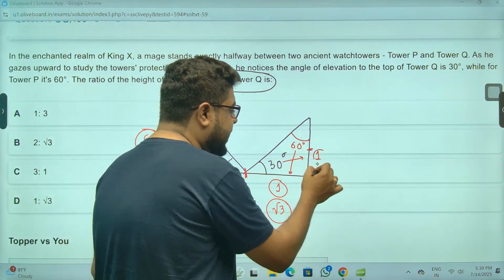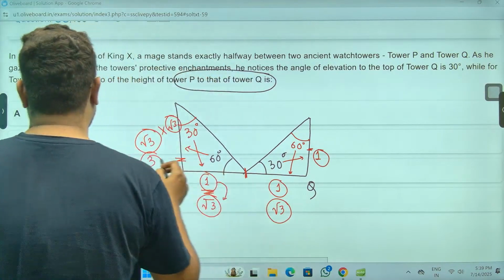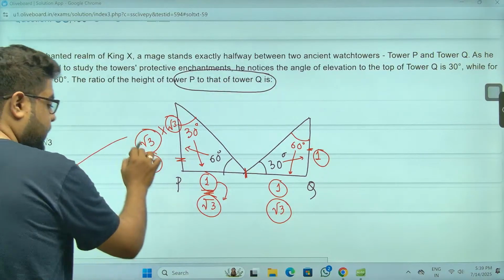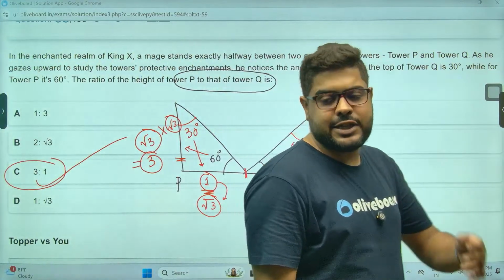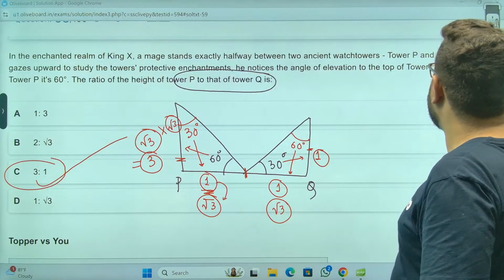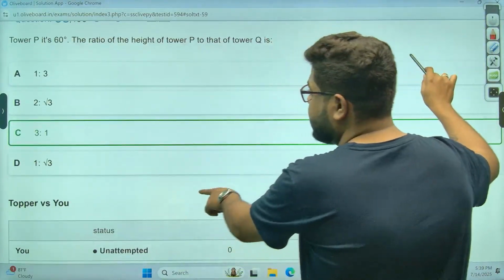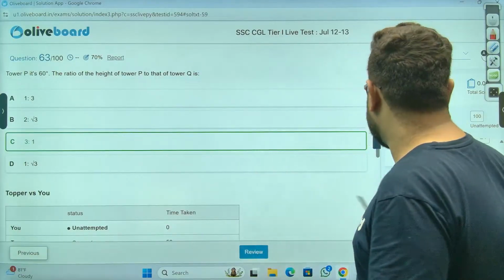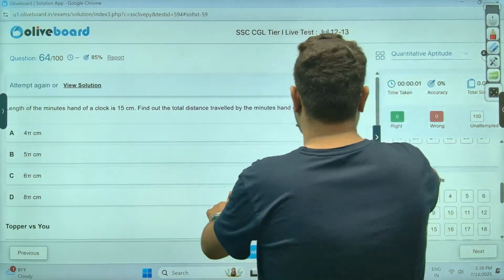Height of tower Q we have taken as 1. They are asking for P to Q, that is 3:1. Height ratio will be 3:1. It is always best to go with the 30, 60, 90 triangle, as I've told you multiple times. Don't take equations and such, it will get messy.